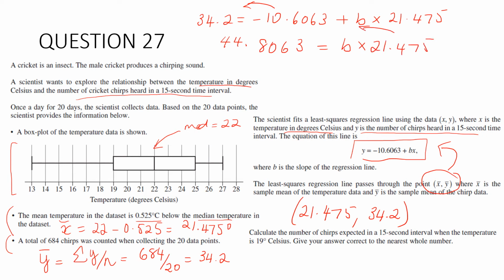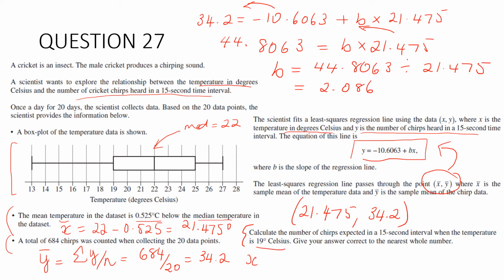Taking this times 21.475 over the other side, B is equal to 44.8063 divided by 21.475, which is 2.086. The question here, calculate the number of chirps expected in a 15-second interval when the temperature is 19 degrees Celsius.